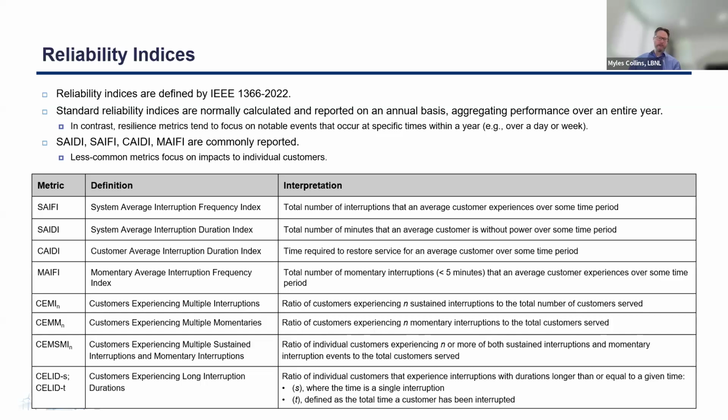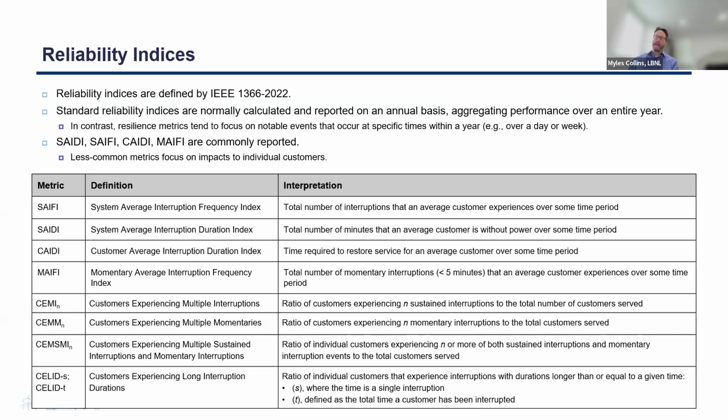Some information that's not apparent when only looking at these system averages is things like the portion of customers experiencing multiple interruptions or longer duration interruptions. So the remaining metrics on this table get at that information. So CEMI, it's the ratio of customers experiencing multiple interruptions, and then CEMM, same thing, the ratio experiencing multiple momentaries. That third one, CEMSMI, is the ratio, but we're combining the momentary and sustained.